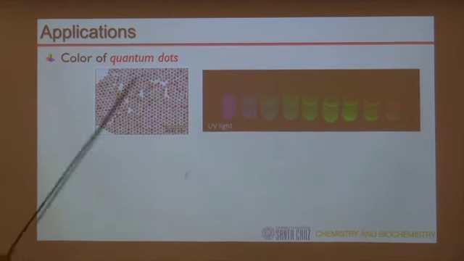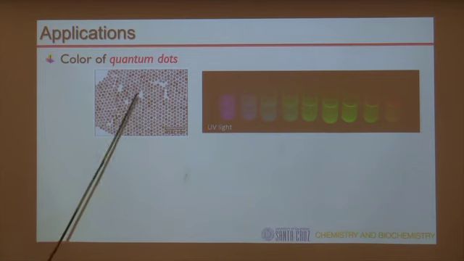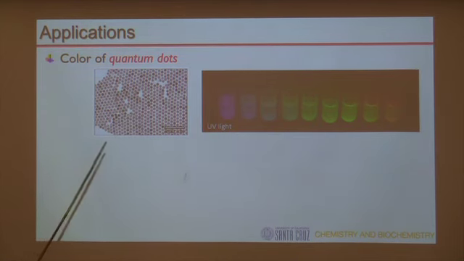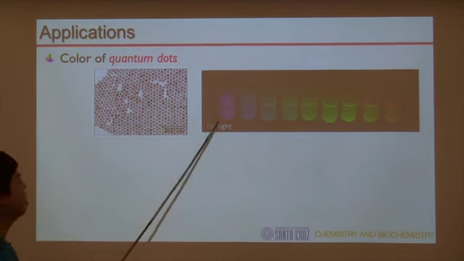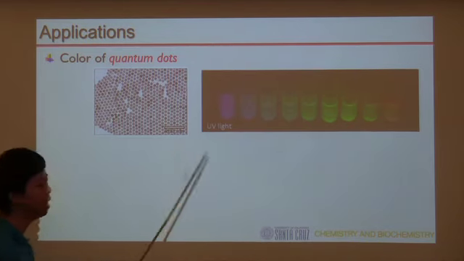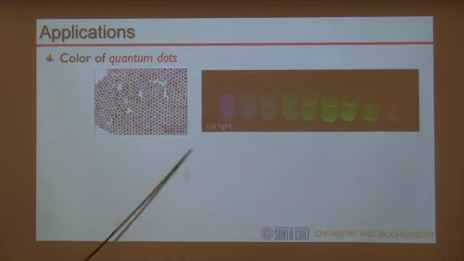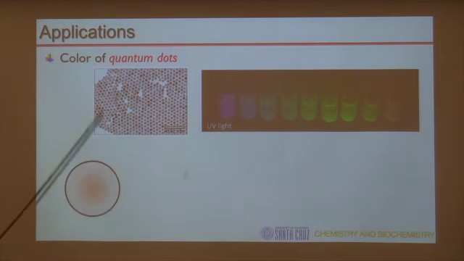But the thing is, we have quantum dots. By changing the size of the quantum dots, but keeping the composition the same, we will be able to see different colors under UV light. So here I talk about UV light, about those emission lights. So how can we explain the different colors?